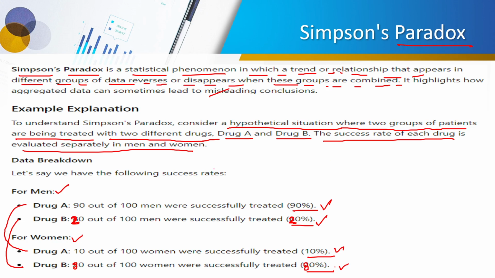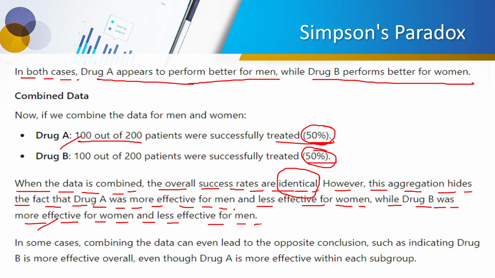Now from where does 100 come? For drug A, 90 men are there and 10 women are there. So 100 plus 100 is 200, and 90 plus 10 is 100. Clear? Same way for drug B, this is 20 out of 100 and 80 out of 100. 100 plus 100, total patients become 200. For men it is 20 and for women it is 80, so 80 plus 20 is 100. In this way, when we combine both, we get 50-50%.